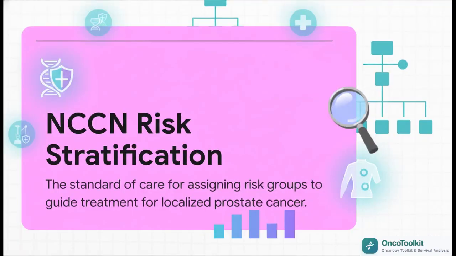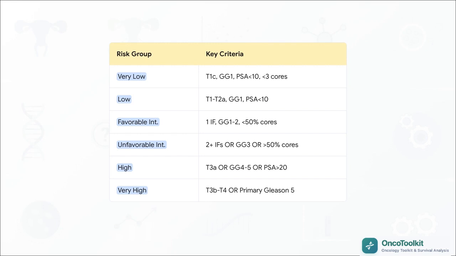All right, first up, the NCCN guidelines. This is the big one, right? It's the current standard of care. It's that hierarchical system we all have to use to assign a patient to a risk group, which then points us directly to the right treatment recommendation. And this table just perfectly shows the complexity we're dealing with.